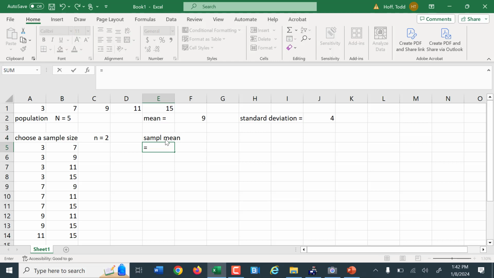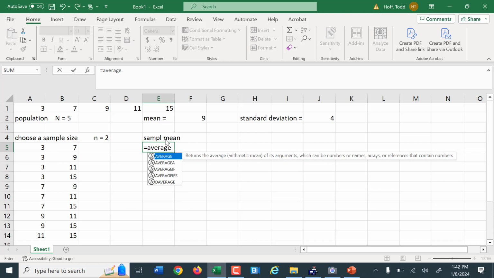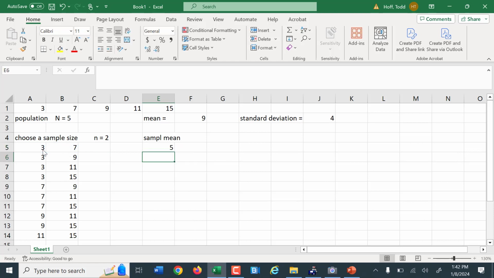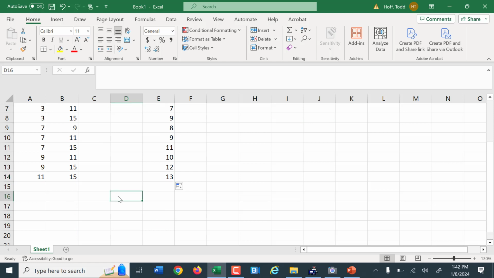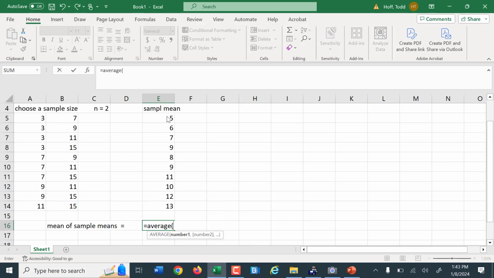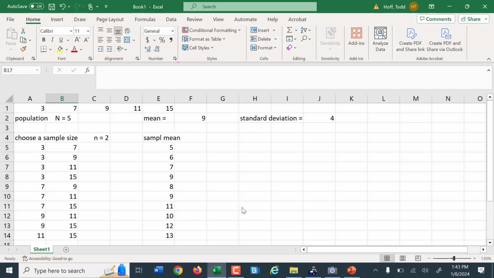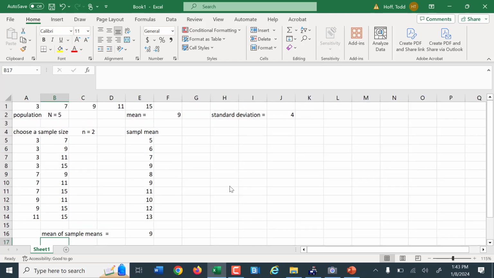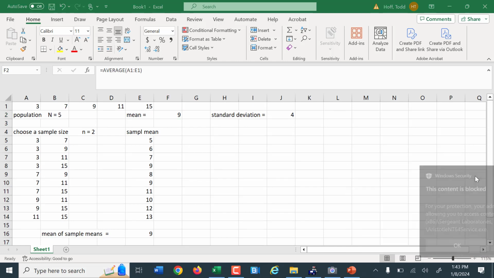So let's find the sample mean for each sample. I got 5 for the first one, and I'll just go down the list here. You can see some of those are significantly smaller than my population mean of 9. Some are significantly larger. If I find the mean of all the sample means, I should get 9, my population mean. So you can see there the mean of all the sample means comes out to equal the population mean.